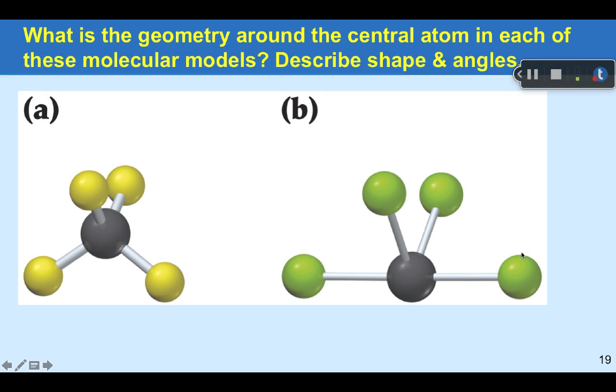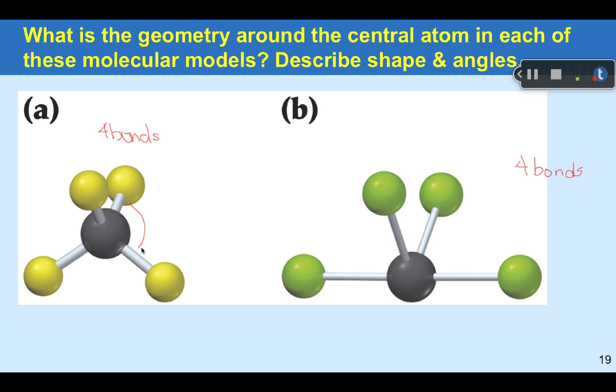Next examples. What's the geometry around the central atom in each of these molecular models? All right. Well, on the left one, we have a central atom with 4 yellow things attached, and that would be 4 bonds. And on the right, we have a central atom with also 4 bonds, but they don't look the same. You have to remember that these are attempted to be drawn with representing actual geometry, and so you have to take the artistic angles into account. And the one on the left doesn't have the same angles. It looks as the one on the right.